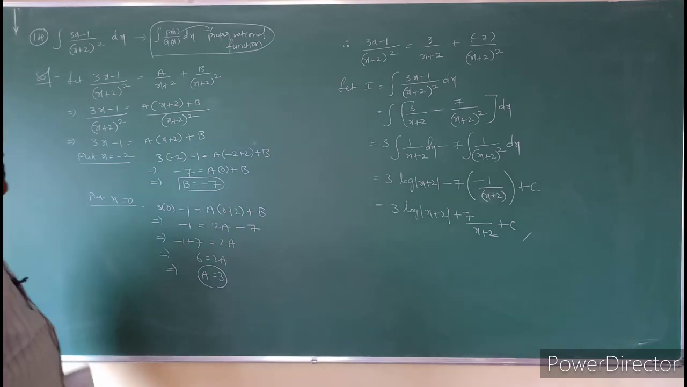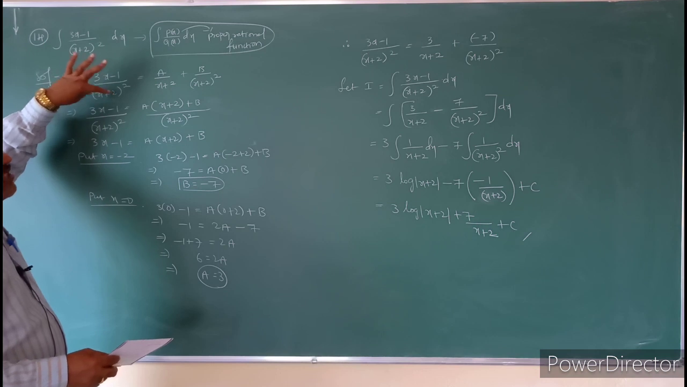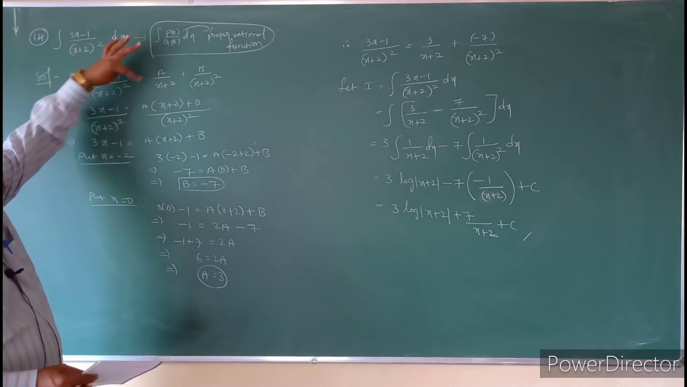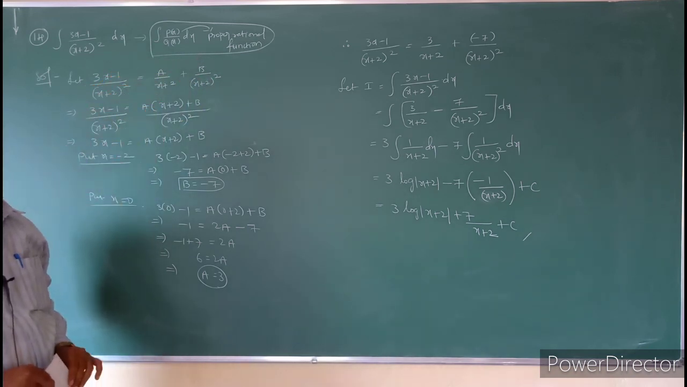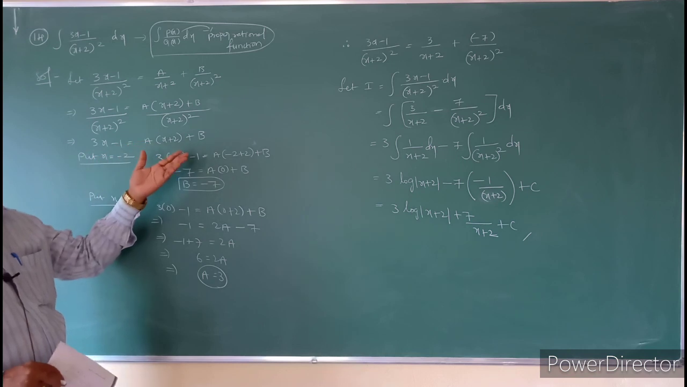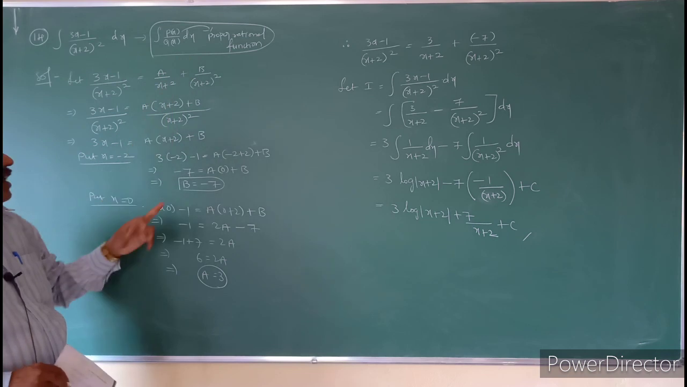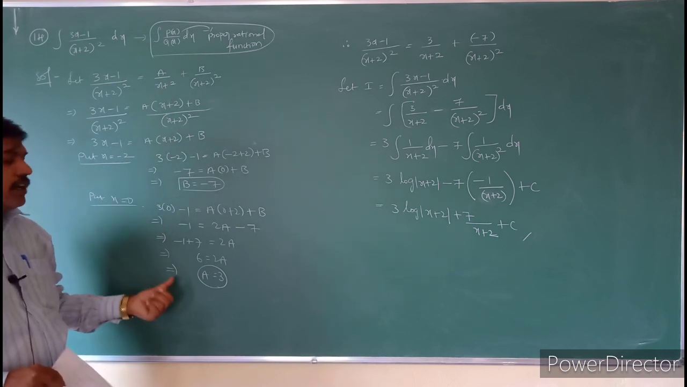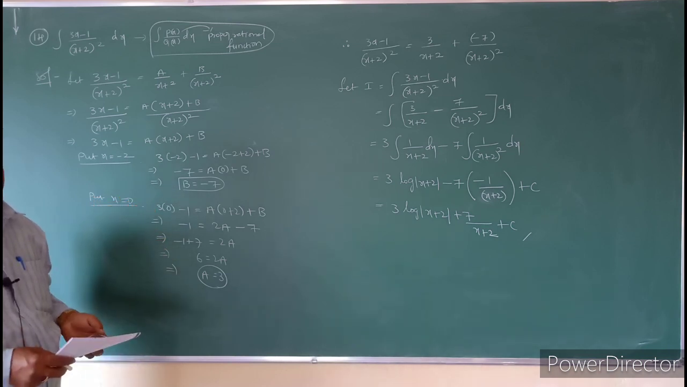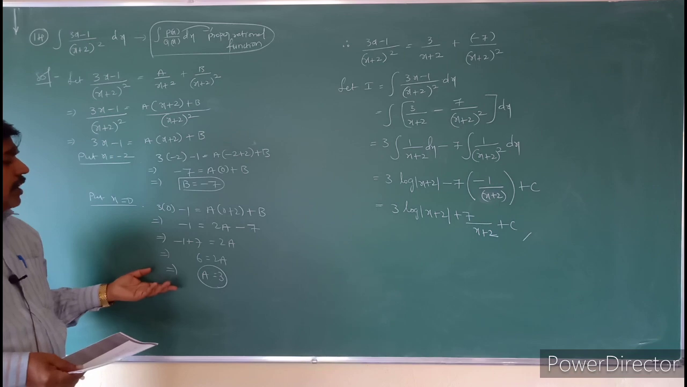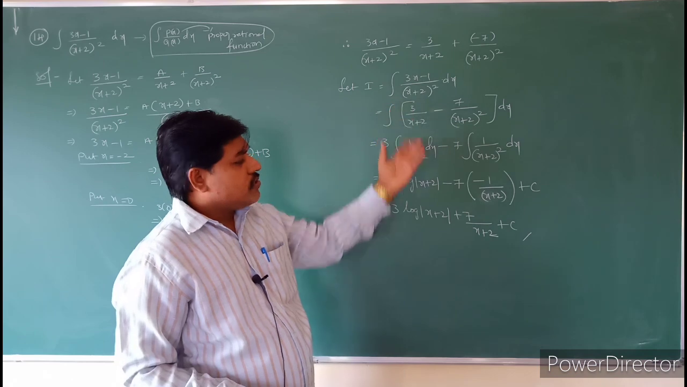So see that question, students. 3x minus 1 by x plus 2 whole square: x plus 2 whole square is linear and repeated. So for linear and repeated, you will get a by x plus 2 plus b by x plus 2 whole square as the partial fractions. Just take the LCM and cancel the terms, then put x is equal to minus 2 and you will get the b value. If x is equal to 0, you will get the a value. Otherwise, compare the coefficients, by your choice. Just compare the coefficients of the constants, and you will get the answer also. So the a value is 3 and the b value is minus 7. Just substitute in this equation, then apply the integration, and you will get the answer.